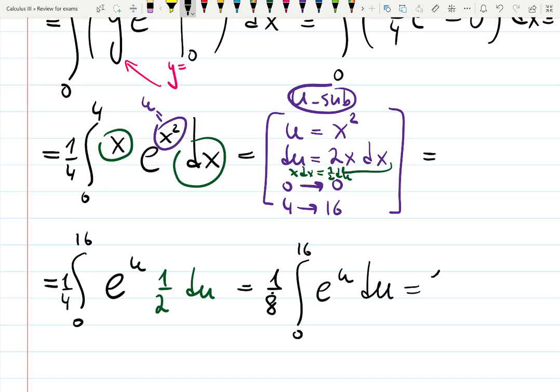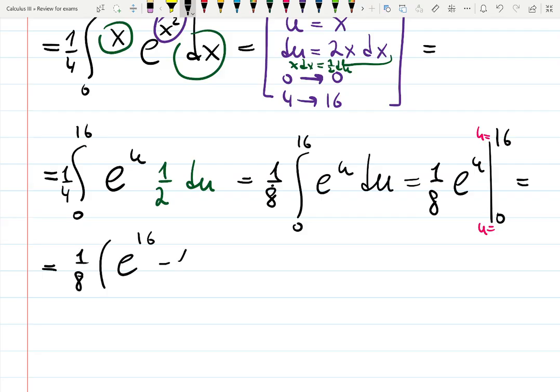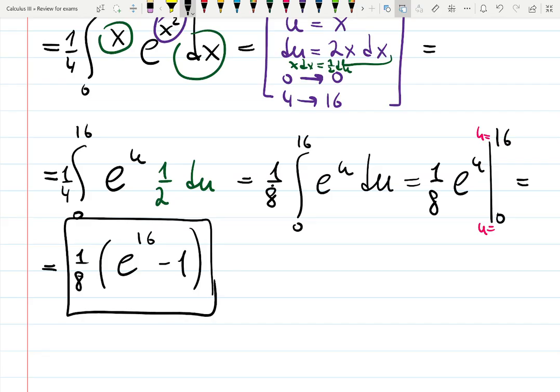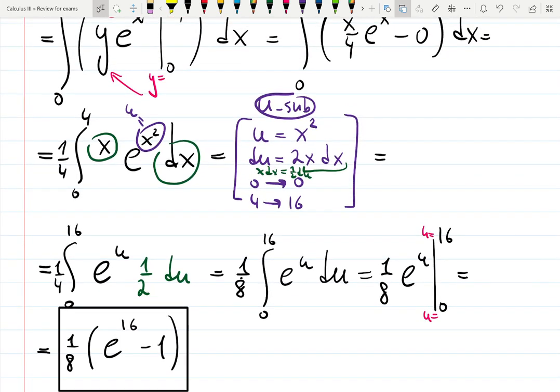The integral of e to the u is e to the u. E to the u bar from 0 to 16. Now remember, we don't go back to the x notation because this is already u equals 0 and u equals 16. In the end, it becomes 1/8 times e to the 16 minus 1 because e to the 0 is 1. And this is the final answer. A little bit challenging and confusing at the very beginning, but doable.